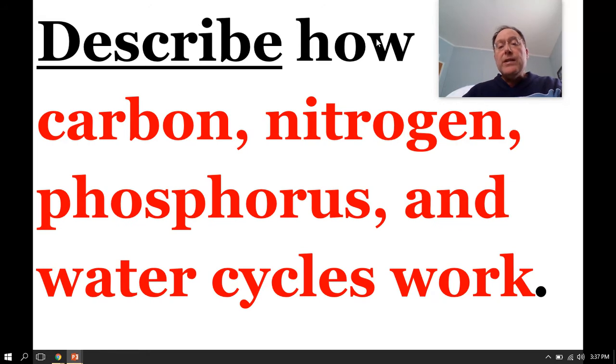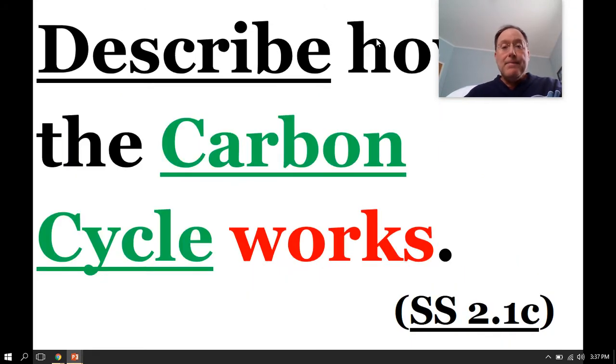Here are the cycles that you're going to see on pages 80 through 85. Make sure that you read this section. Again, I'm going to give you 2 days to do this, so take your time. And first, let's focus on the carbon cycle.